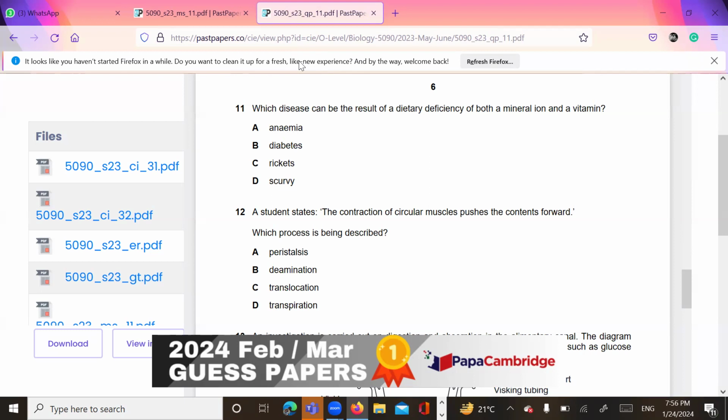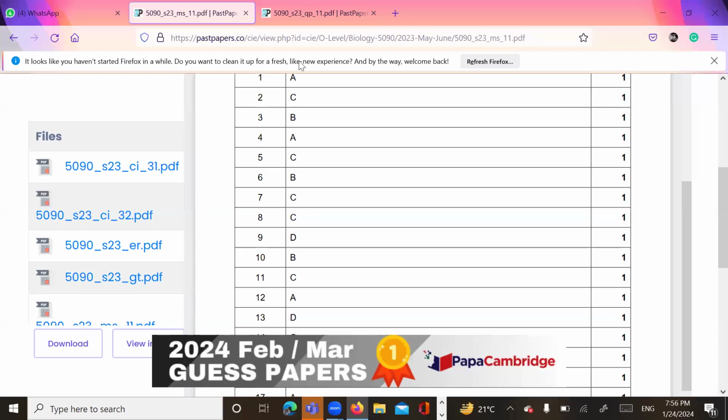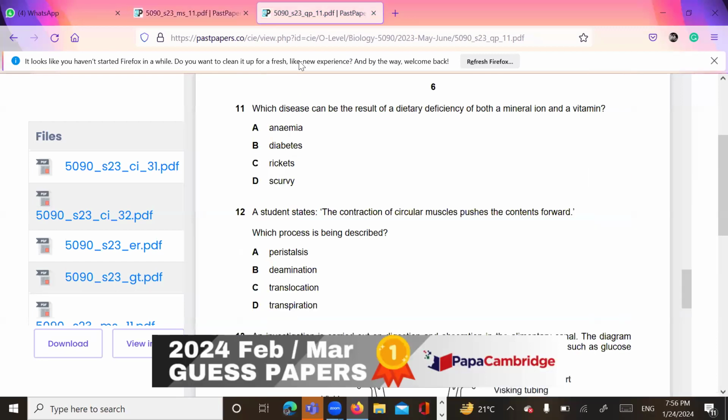I would say rickets because you also need calcium for it, which is a mineral ion, and you also need vitamin D for its cure. So if you have vitamin D only in your diet, you still need calcium to overcome the disease. So let's see. 11C. So calcium is a mineral ion and vitamin D is a vitamin. So you need both for the rickets.